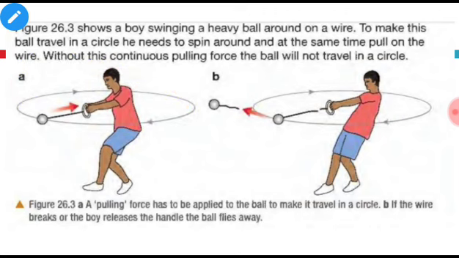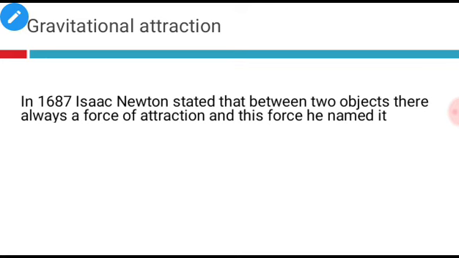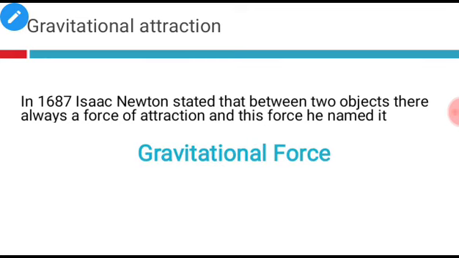This same kind of force is also there among the heavenly bodies, among the sun and the eight or nine planets, whatever it is. This is known as gravitational attraction, and this was proposed by Isaac Newton in 1687. He said that between two objects there is always a force of attraction, and this force he named gravitational force.